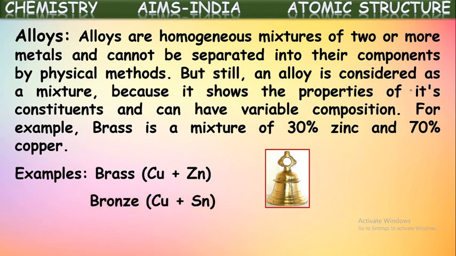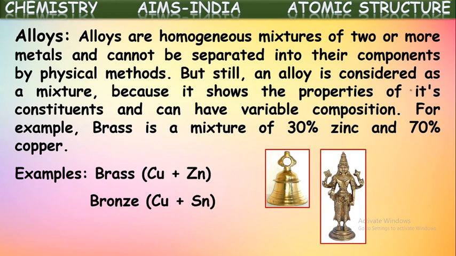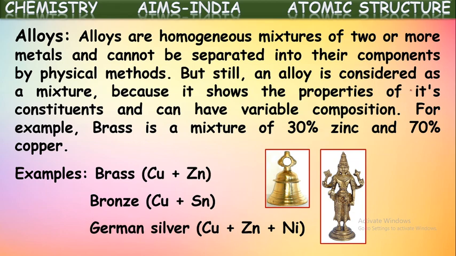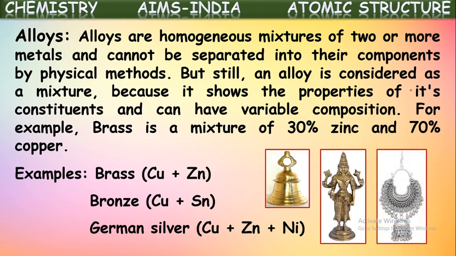Bronze is also one of the alloys, made of copper and tin. Generally, bronze is used to make god idols, and even some home utensils are made of bronze. Next, one more alloy, German silver. It seems like silver, but it is not that costly. So it is used for making ornaments which seem like silver but are cheaper. German silver is a mixture of copper, zinc, and nickel. It is called false silver. Okay, so these come under alloys.